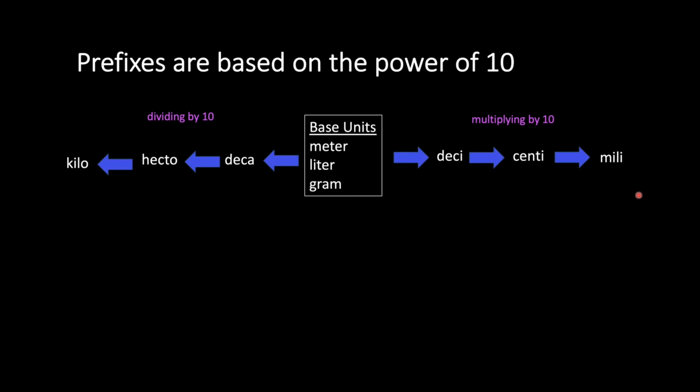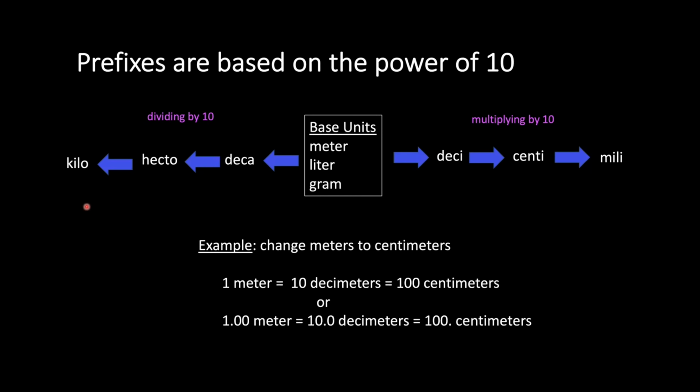Now we start again from the base unit and now go to the left. We're dividing by 10 for each step. So for one step, it's to deca, another step to hecto, another one to kilo.